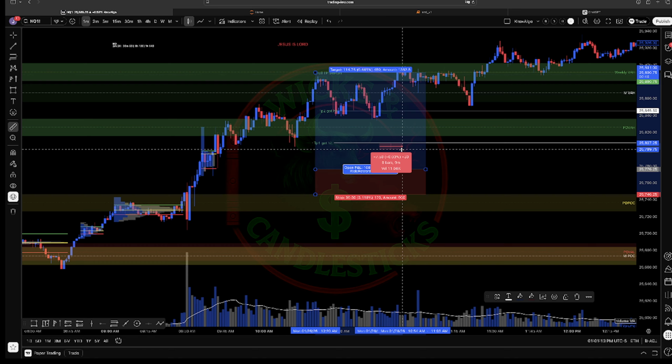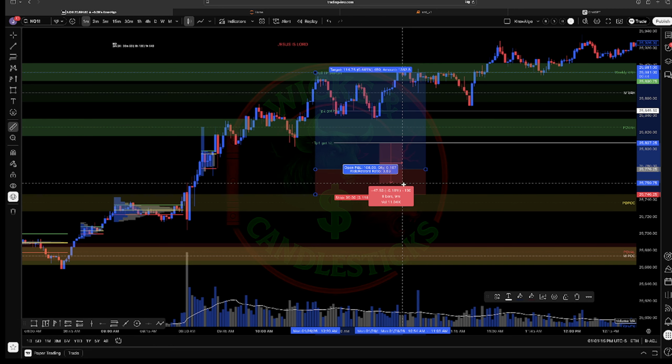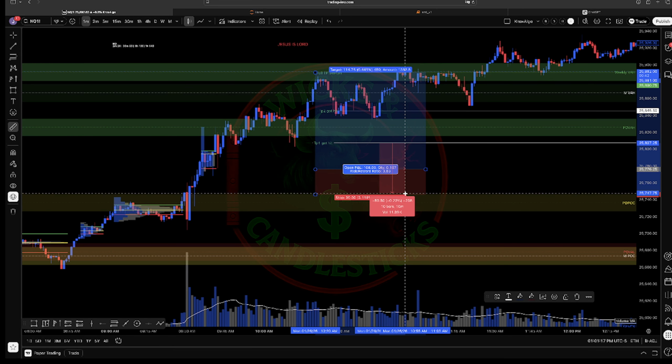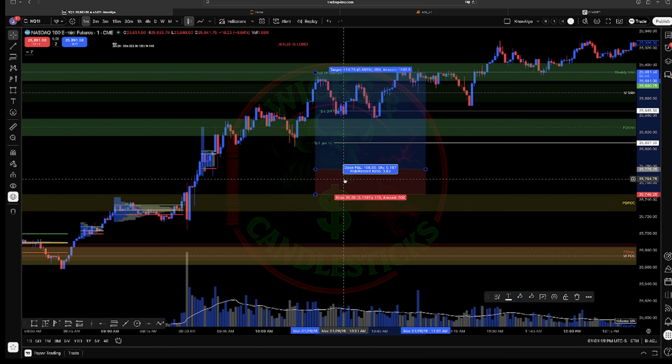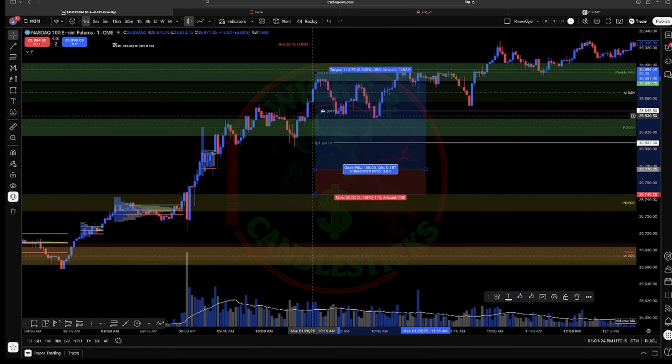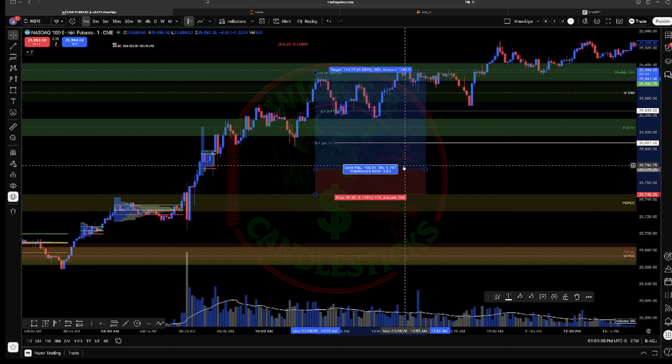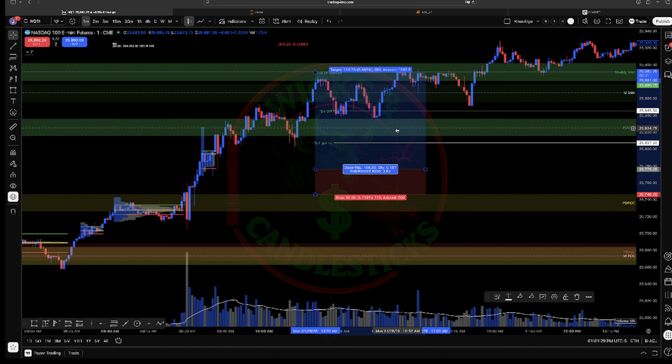Give your trade room, give it breathing room. That's a whole 59 points. You'd be stopped out at 60. So once price hit TP2, that's when I went ahead and came here. Now I did move my stop loss to here, because here is where we really should have gotten a reaction. We should have got a reaction here.